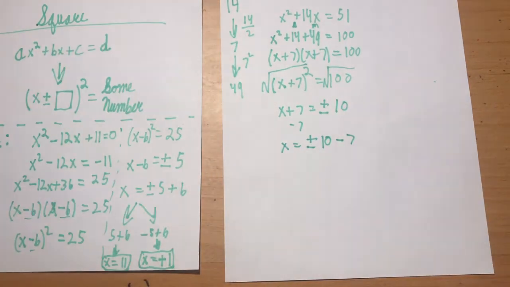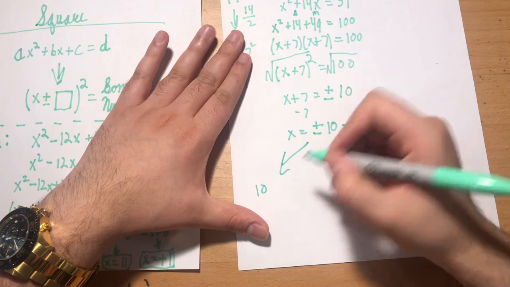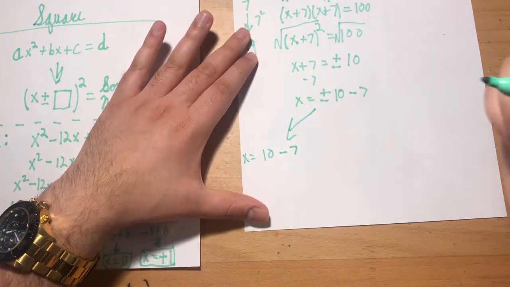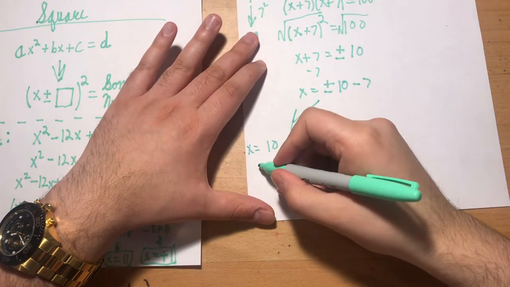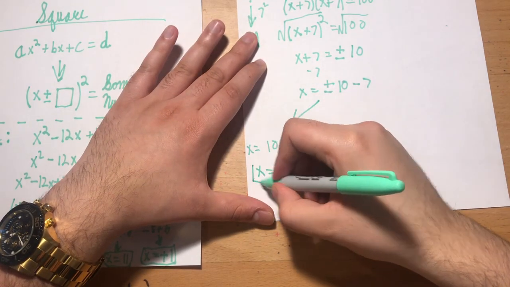Now what do we do with the plus or minus? We have to remember we have two different scenarios. It could be positive 10 or negative 10. So let's look at both. Positive 10 minus 7, right? x equals positive 10 minus 7. And that gets us x is equal to positive 3.